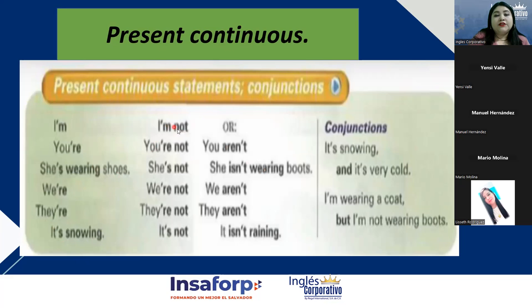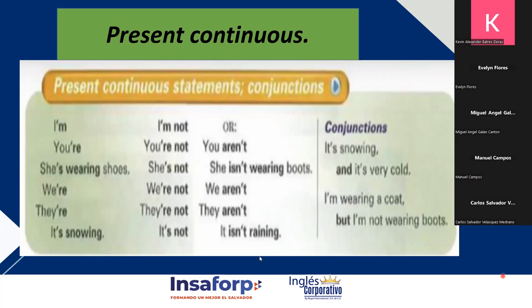La siguiente, negativo. I'm not wearing boots. Para el I am solo hay una, right? No hay dos. Mientras que para todos los demás sí hay dos opciones. You're not wearing boots. You aren't wearing boots. She's not wearing boots. She isn't wearing boots. We're not wearing boots. We aren't wearing boots. They are not wearing boots. They aren't wearing boots. It's not raining. It isn't raining. Conjunctions. It's snowing and it's very cold. I'm wearing a coat, but I'm not wearing boots.